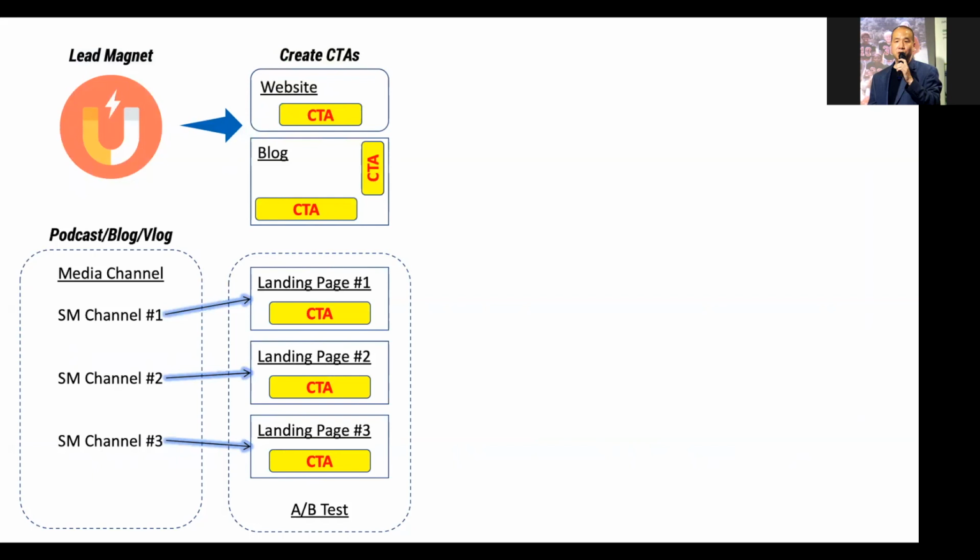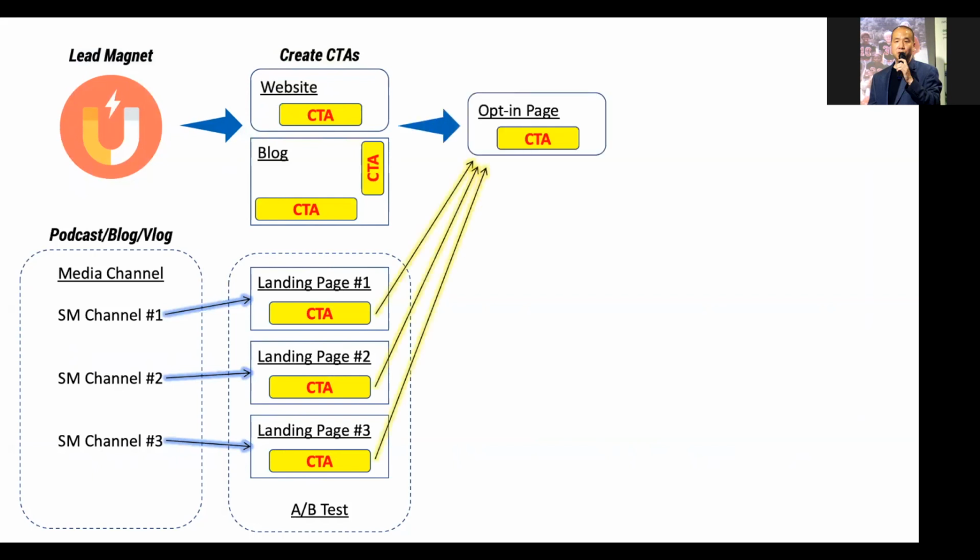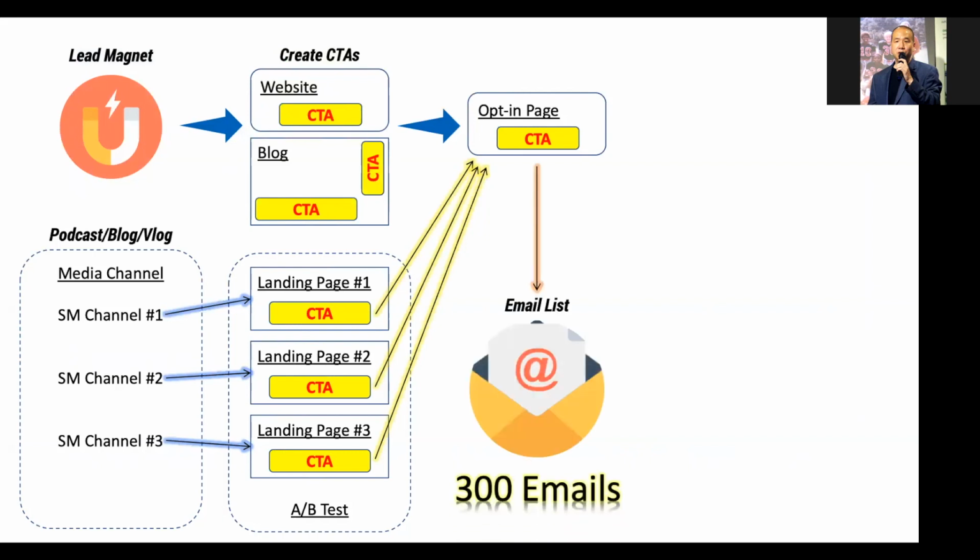Okay. Now, all of these call to actions go to an opt-in page, which is basically, yes, I want to take your mini course. And when they opt in, it's basically another call to action. It goes to an email list, and you're capturing these emails. Our goal in this challenge is obviously to get 300 emails.